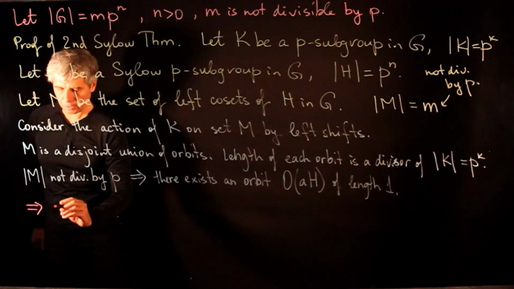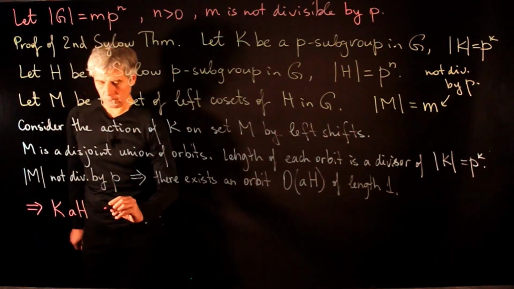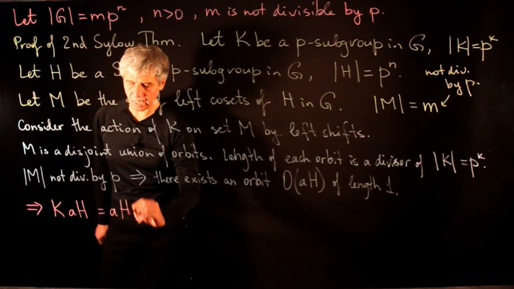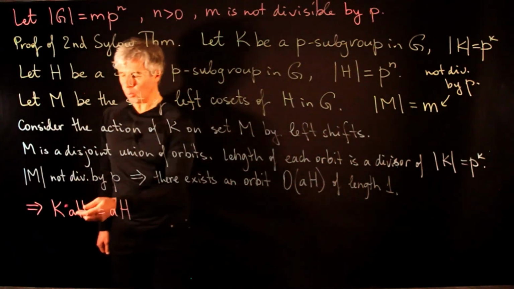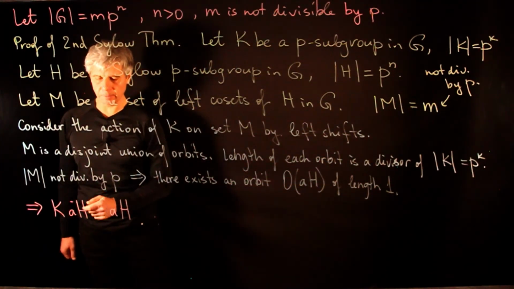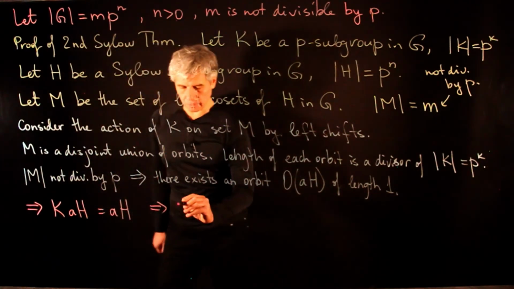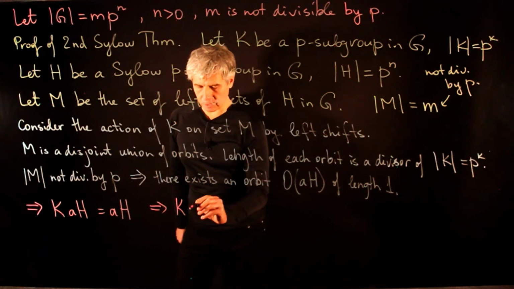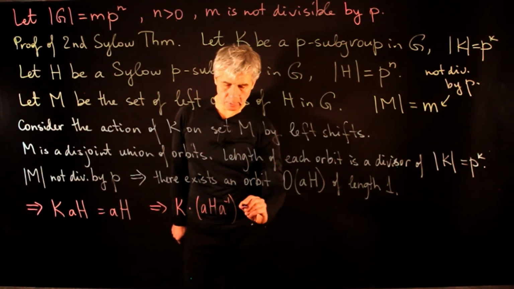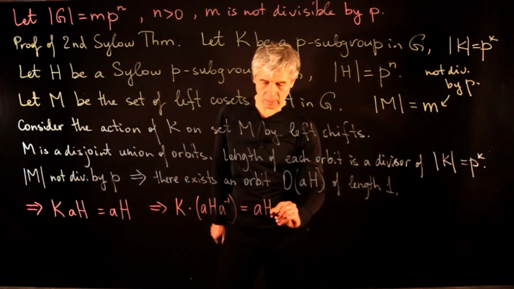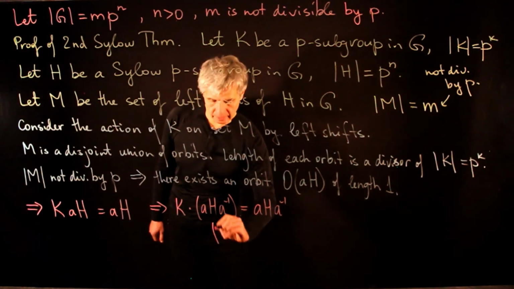This tells us that when K acts on this element AH, it is equal to AH, because for an orbit of length 1, the group must fix this element. And if we now multiply by A inverse on the right, we get that K times AH A inverse is equal to AH A inverse. And here we have a conjugate of a Sylow subgroup.